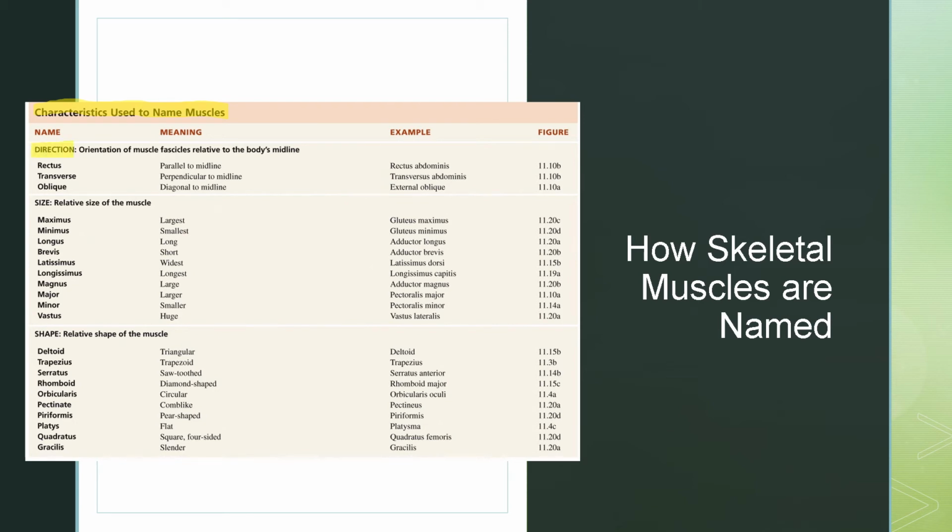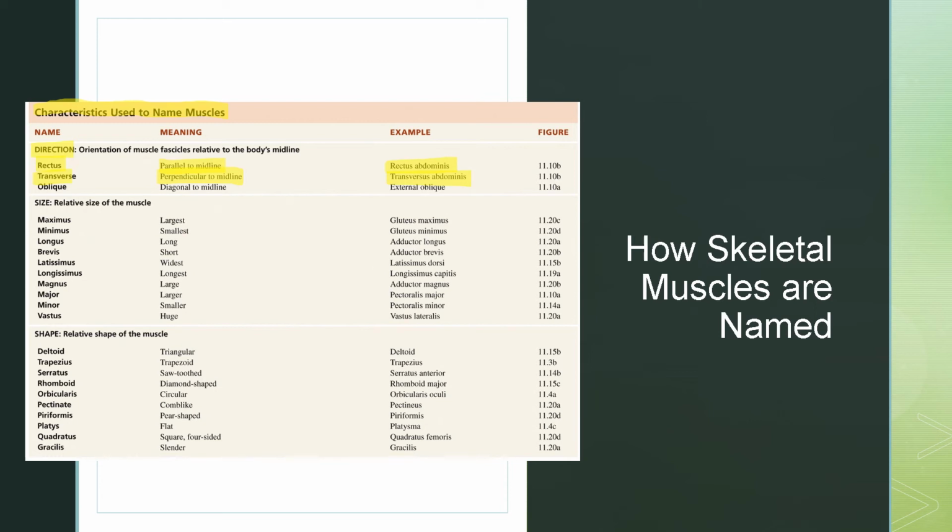So rectus here means parallel to the midline. Transverse, meaning perpendicular to the midline. Examples of these would be like the rectus abdominis. These are abdominal muscles that run parallel to the midline. Transverse abdominis, these are abdominal muscles, again, that run perpendicular to the midline.